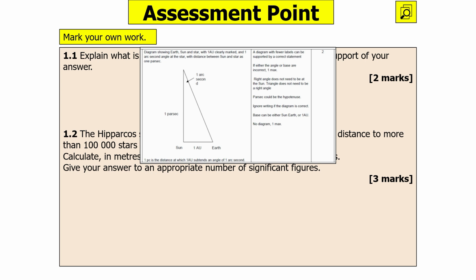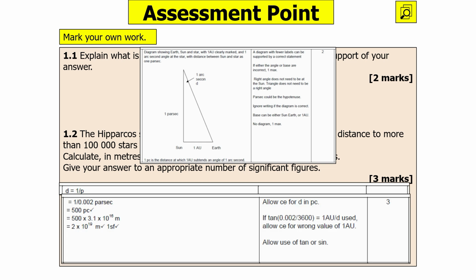So you can see there in that particular diagram. In this next one, what did we know before? We said that distance in parsecs is equal to 1 over the parallax angle in arc seconds. So therefore it's 1 over 0.002, because that's the precision. So we've got a precision of about 500 parsecs. Now we can put that into meters by converting from parsecs into meters. We get that conversion on the equation sheet, so it's 2 times 10 to the 19 meters.